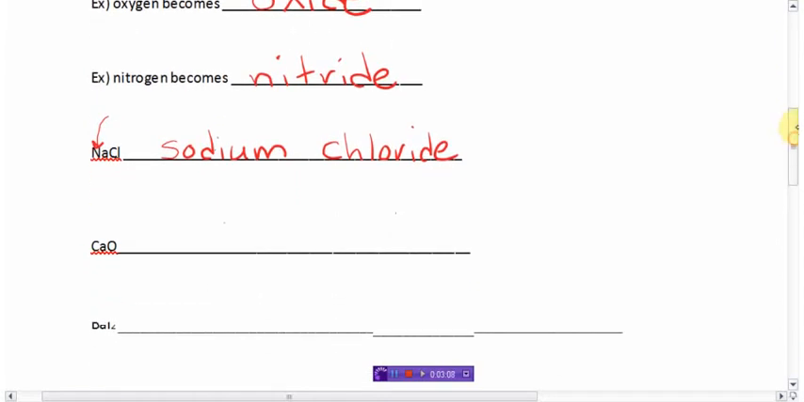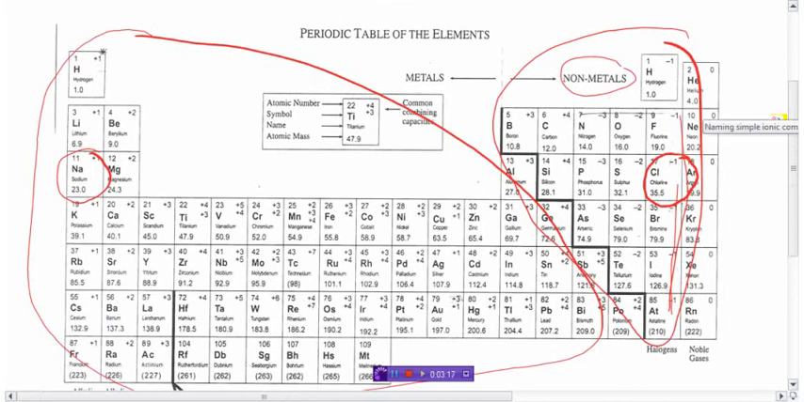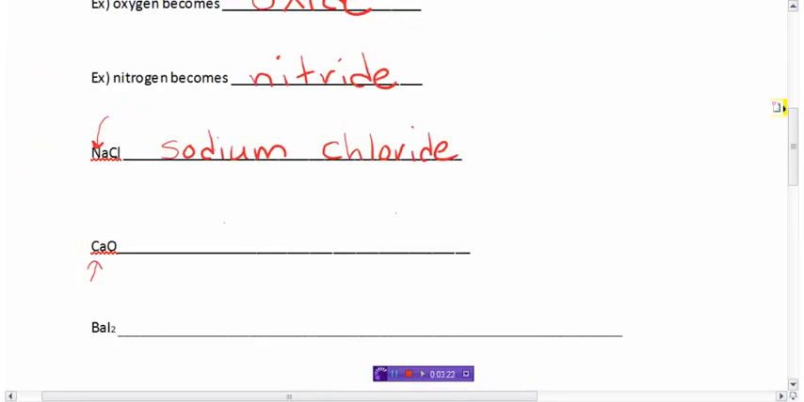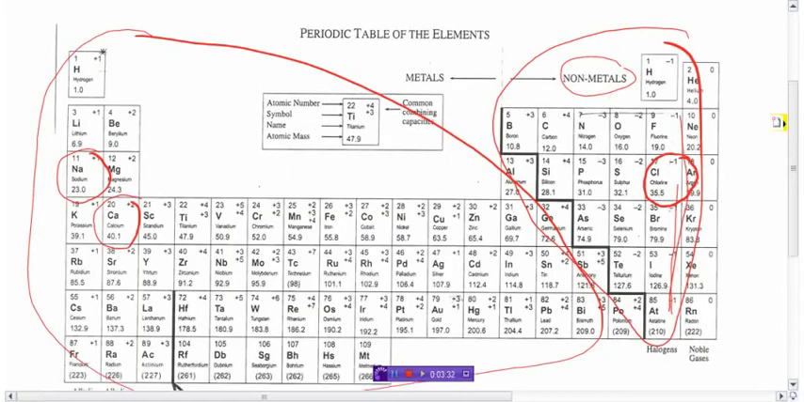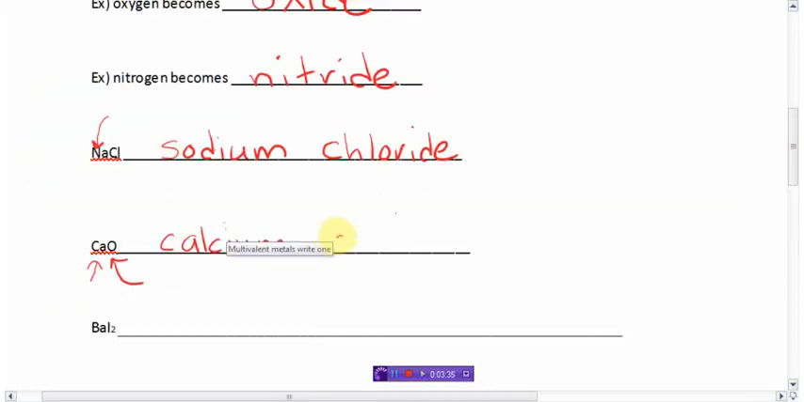So we'll do two more examples. CaO. So we look at Ca, go to the periodic table, look for Ca. It's a metal, it's on the left side. Here it is. Calcium. Right, calcium. Second element is O, oxygen. So we write calcium oxide.